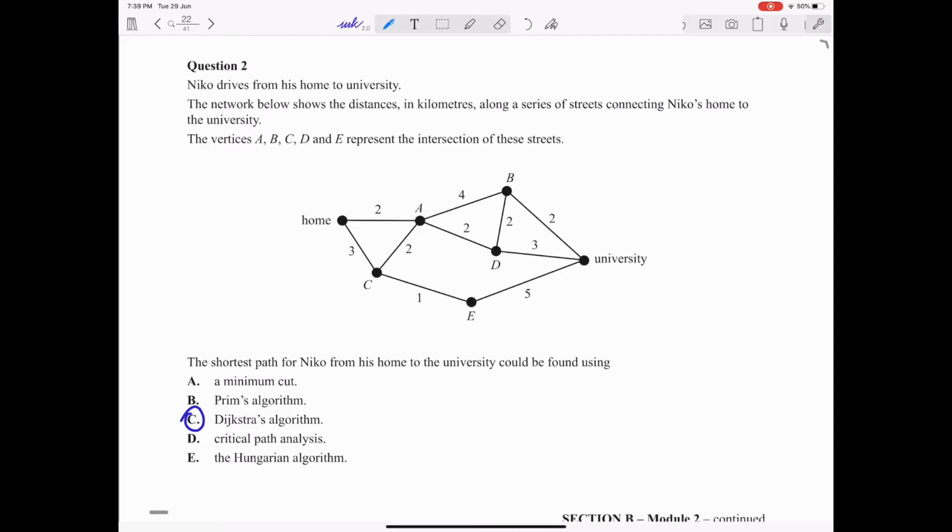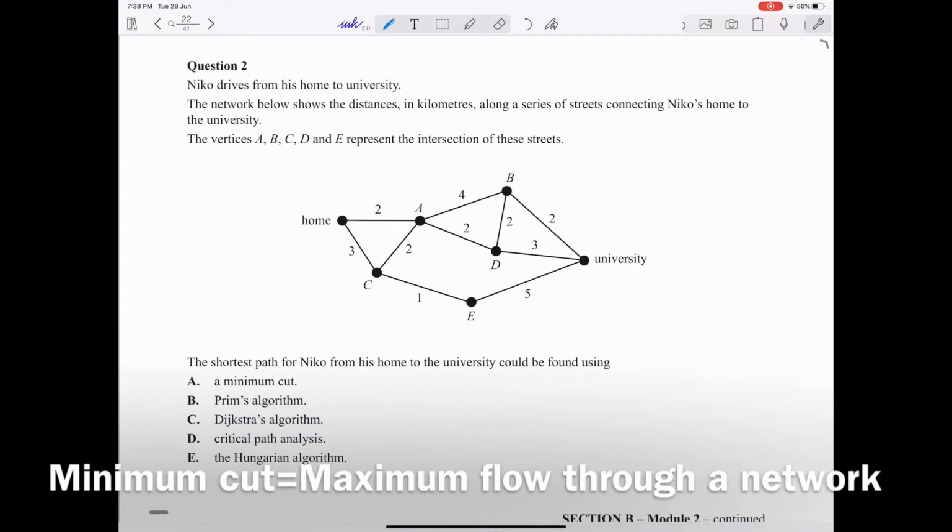Question 2. Nico drives from his home to university. The network below shows the distance in kilometers along a series of streets connecting Nico's home to the university. The vertices A, B, C, D, and E represent the intersection of these streets. The shortest path for Nico from his home to the university could be found using. So we have option A, which is minimum cut. A minimum cut does not find the shortest path from one place to another. A minimum cut is used to find the maximum capacity through a network, or through a graph. So that wouldn't be the right answer because it doesn't find the shortest path.